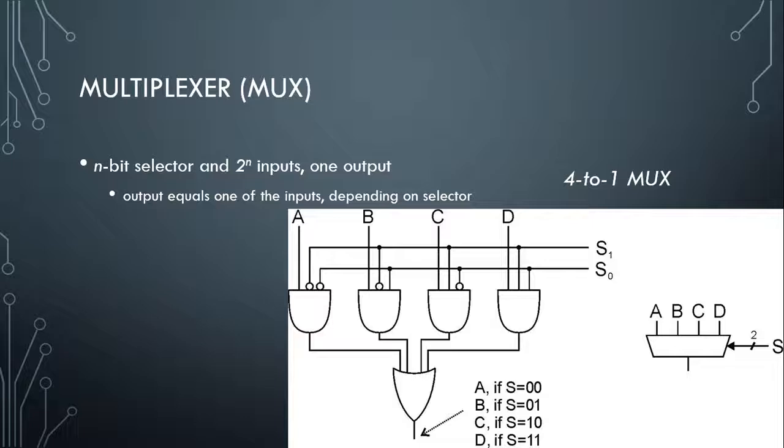So you get output A if S is 0, 0. You have B if S is 0, 1. C if S is 1, 0. And D if S is 1, 1. Like I said, this is kind of the opposite of a decoder. If you don't understand exactly how a multiplexer works right now, that's okay. You don't need to know everything about how a mux works, but you should know what a multiplexer is and what it's doing. It's taking multiple inputs and processing them to generate one output.